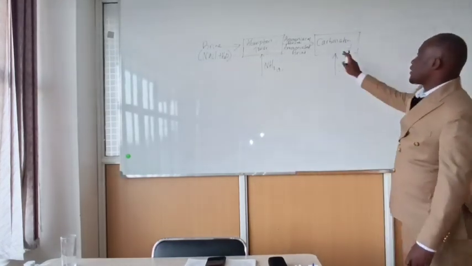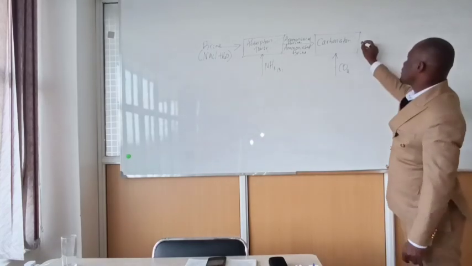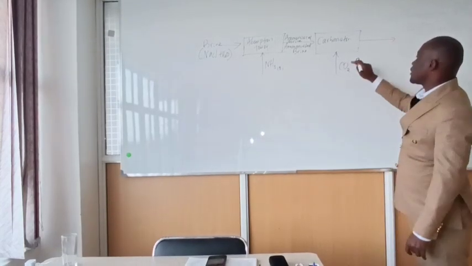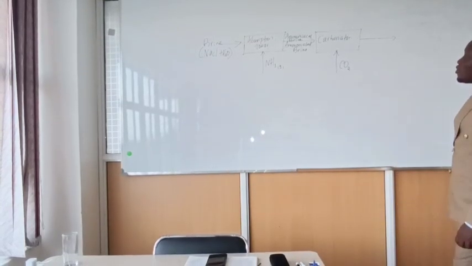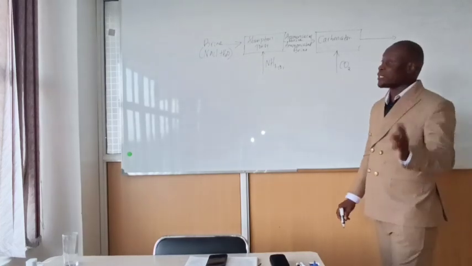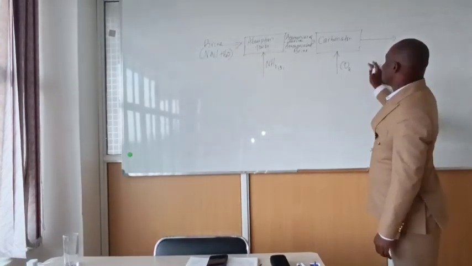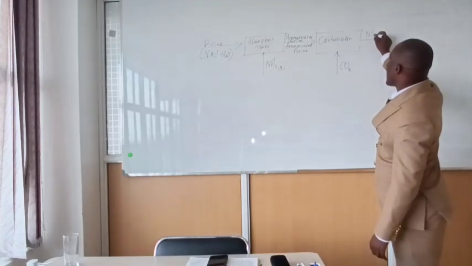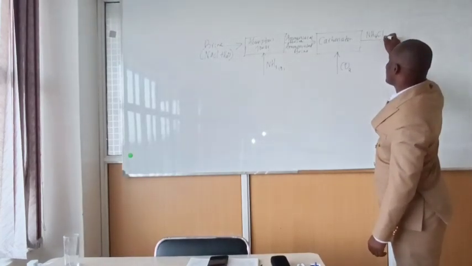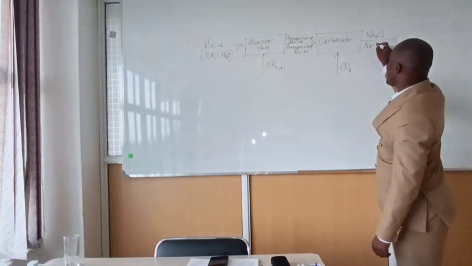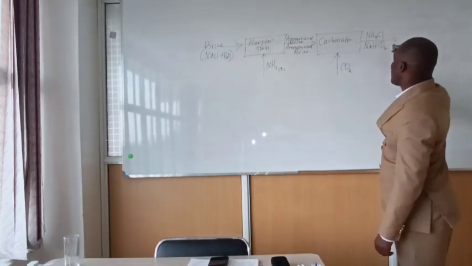Now, in the carbonator, ammoniated brine reacts with the carbon 4 oxide to form two salts. And I'll show you from a chemical equation how those two salts are formed. So we have ammonium chloride and sodium hydrogen carbonate.